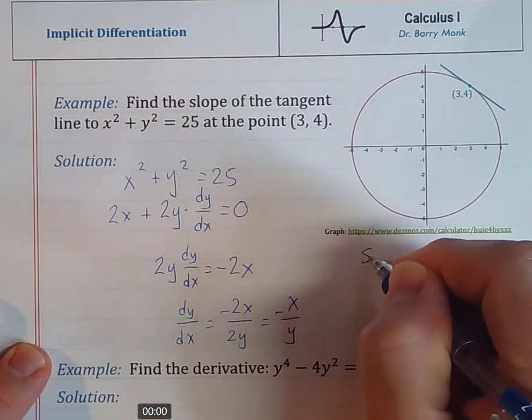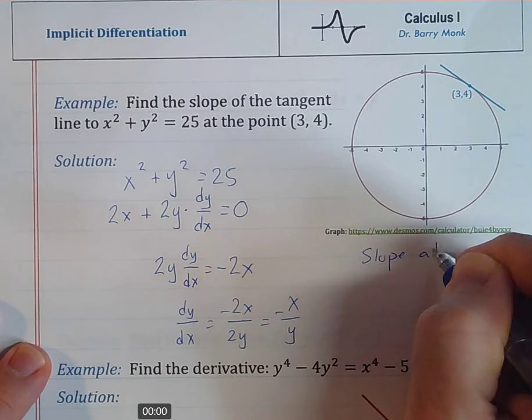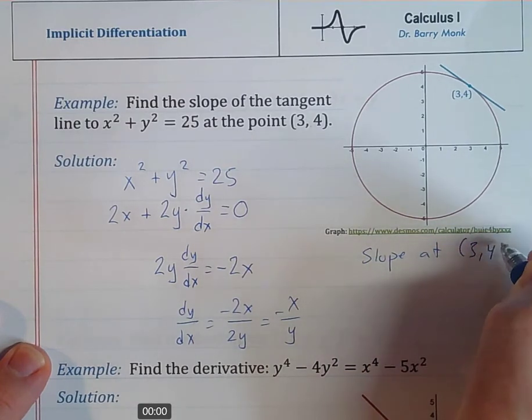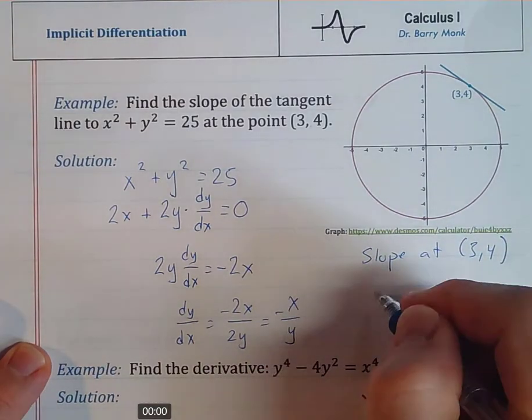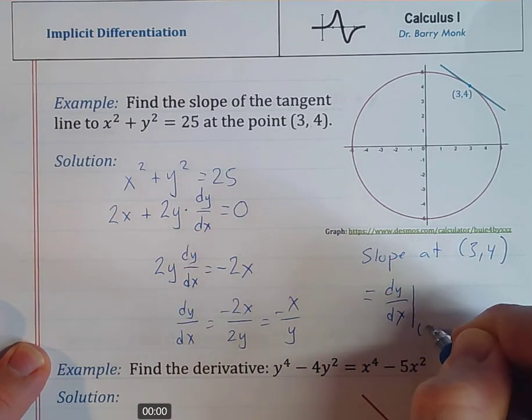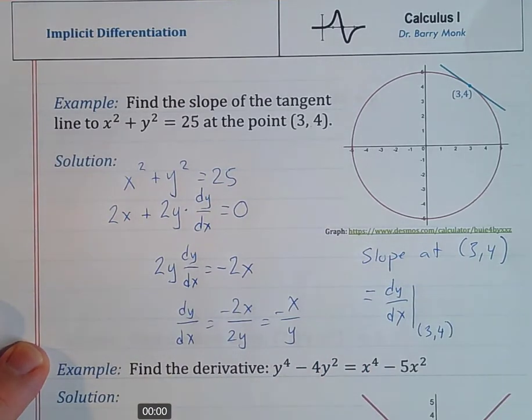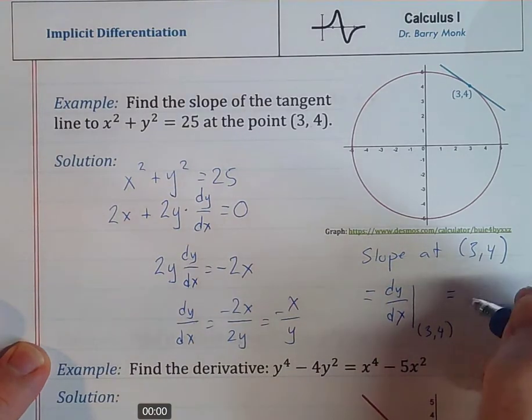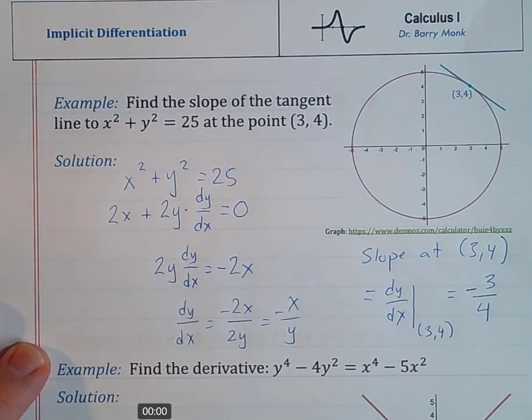Well, so the slope at the point 3, 4, well, that's just going to be dy dx at the point 3, 4, which would be negative, let's see, x is 3 and y is 4. That'd be negative 3/4. And so I've got it.